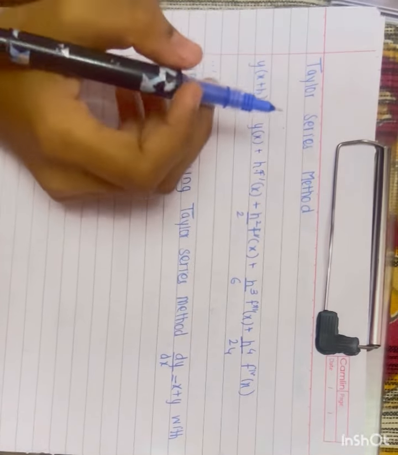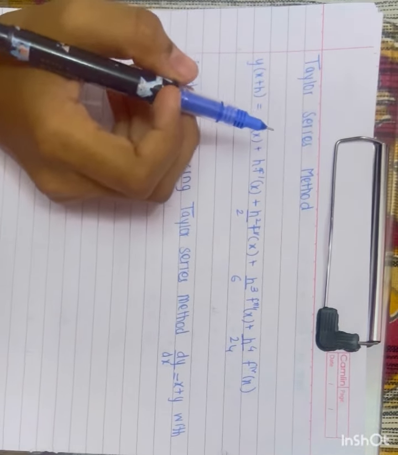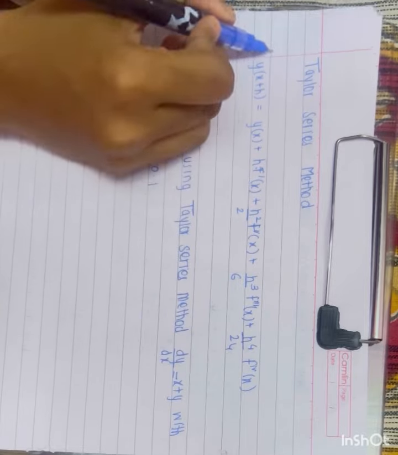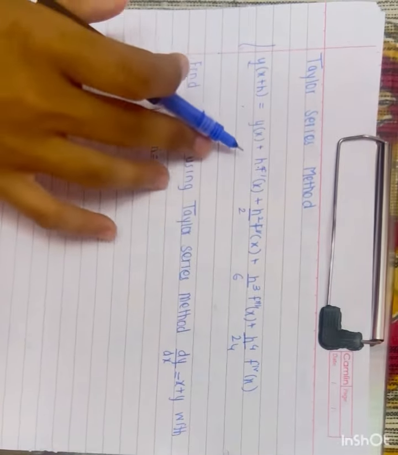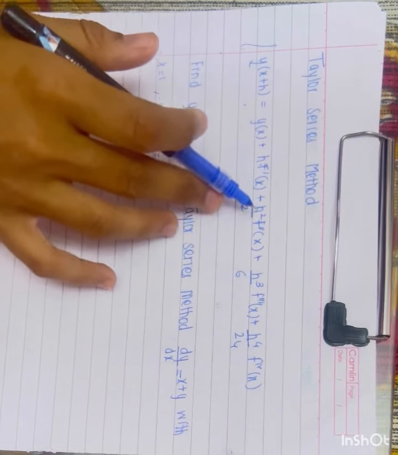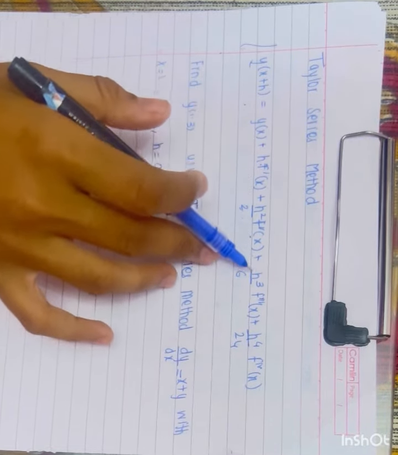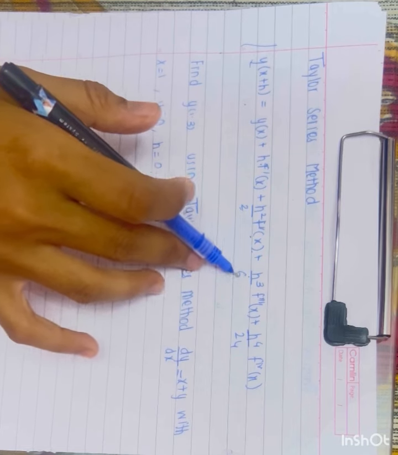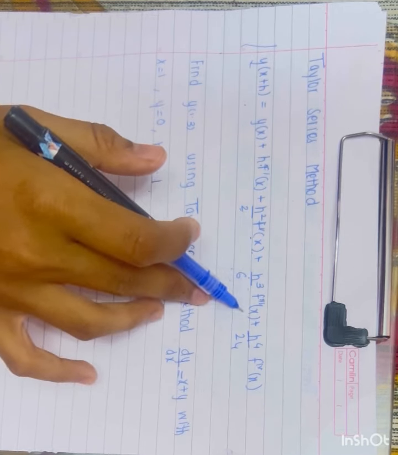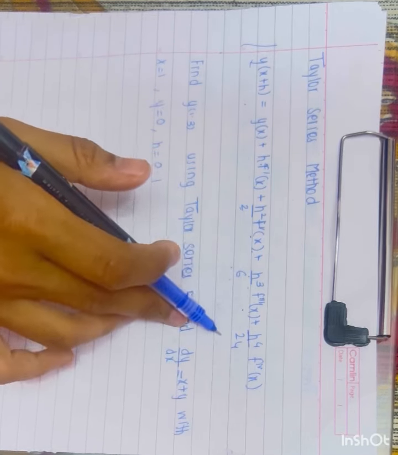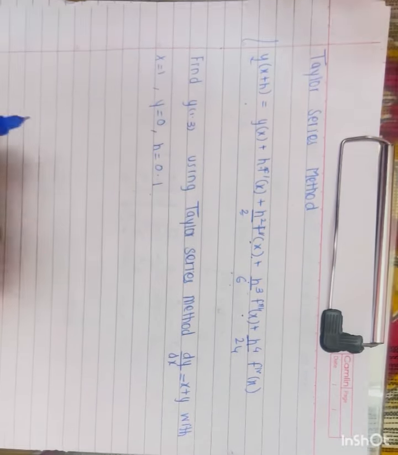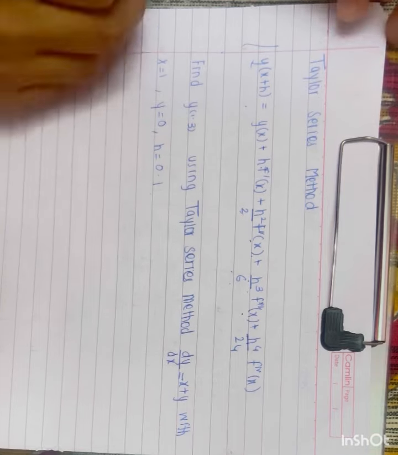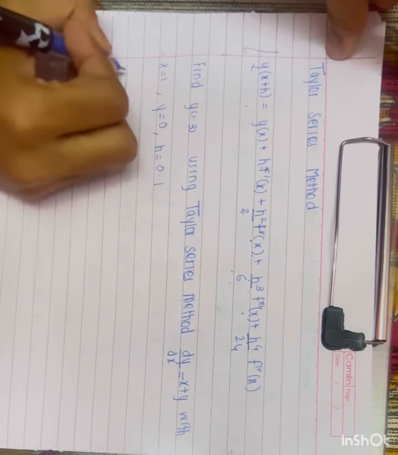Okay, so next we are doing the Taylor series method. In Taylor series method, this is our formula: y of x plus h equals y of x plus h f dash of x plus h square by 2 f double dash of x plus h cube by 6 f triple dash of x, and h raised to 4 upon 24 f fourth derivative of x, where h is our step size. So this is one problem which we can see over here.